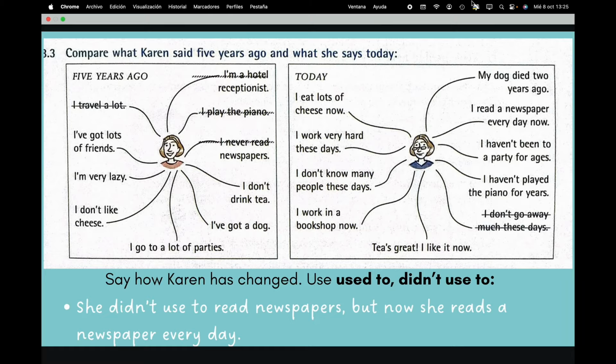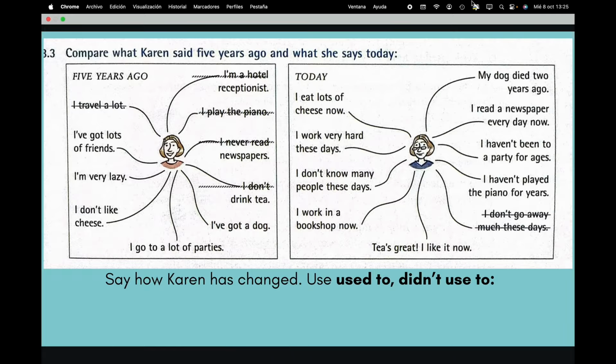Now, another negative example, I don't drink tea. You could say she didn't used to drink tea, but she likes it now. Now, be careful because with would is not very common to use it in the negative. That's why the only possible choice is she didn't used to drink tea, but not she wouldn't drink tea, okay? Because would is more specific for affirmative sentences.